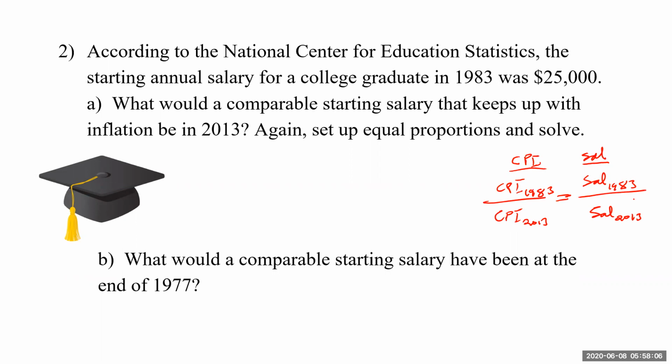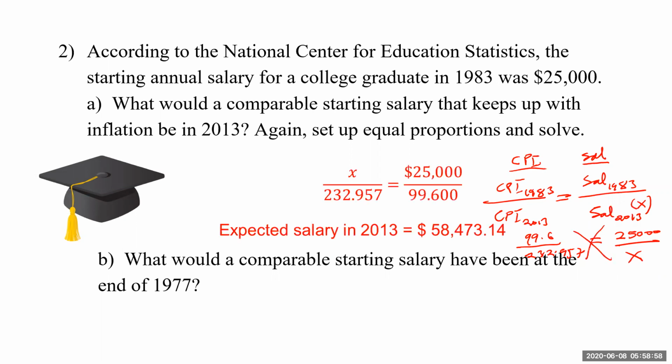Now, what don't we know? We want to find what a comparable salary will be in 2013. So that will be our X. So you go to the table. What is the CPI for 1983? We have 9.6, over CPI for 2013, which is 232.957, and then equal sign, and we have the salary for 1983 to be 25,000, divided by X. Now from here, what do we do? We cross product and find our X, and this is how you set this up. Is that okay? And that's it.